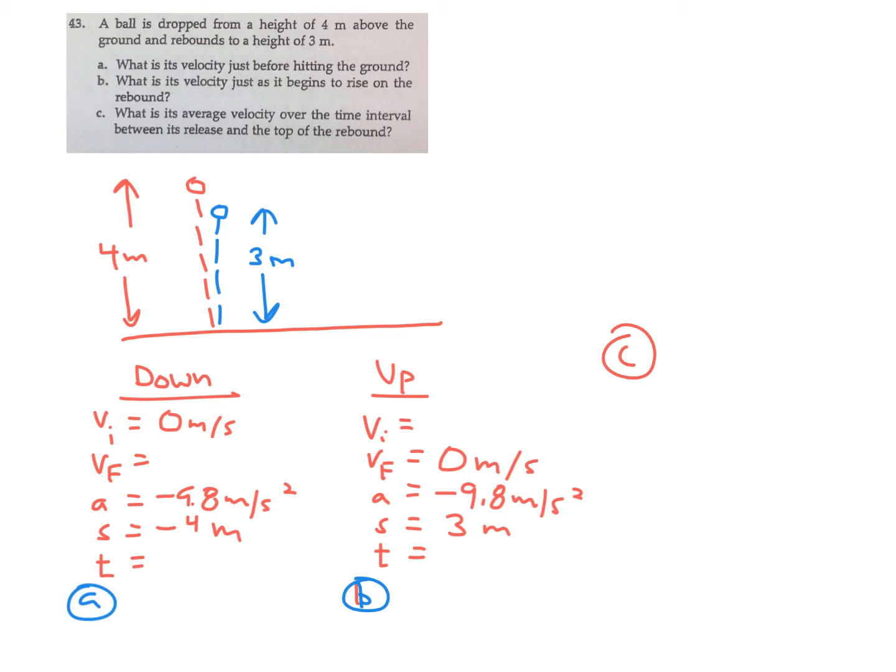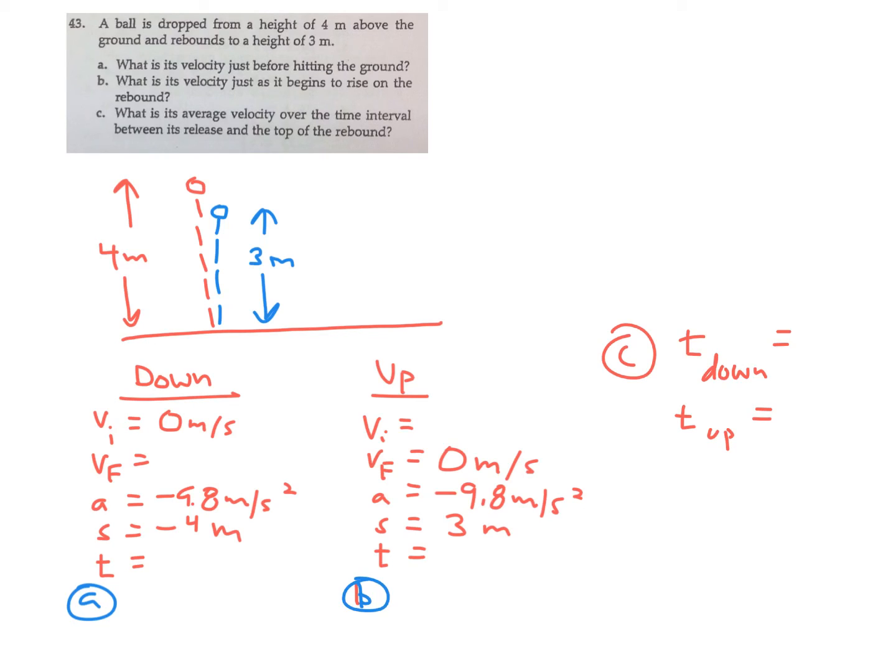And now, part C, you want the overall average velocity for this total time period. You'll have to go back to both of these parts, the down and the up, and figure out how much time it took to fall during the down phase, and how much time it took during the up phase. I'll call it T down. Have to show work for that. And then T up, show work for that. And then the total time is you add those together.